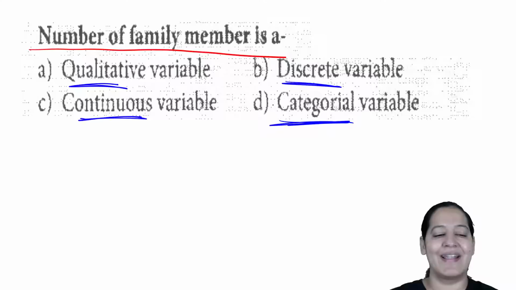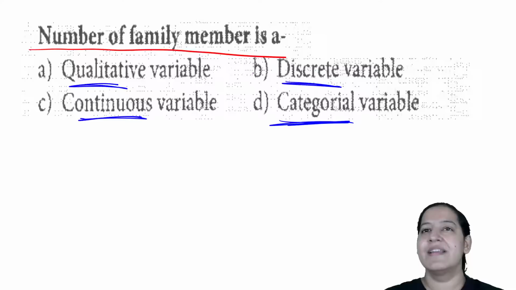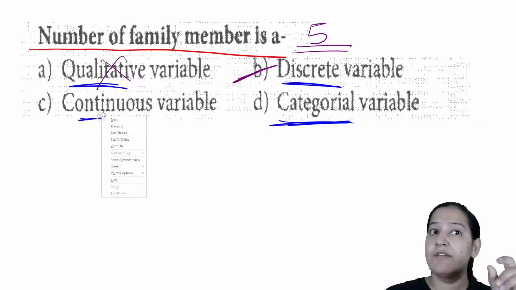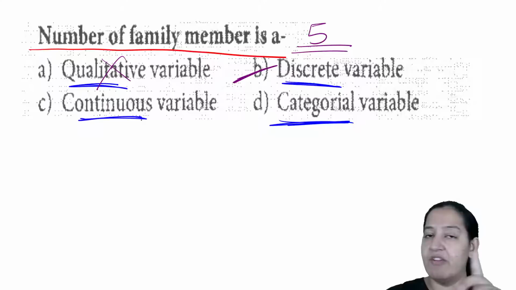So the correct answer here is B. Yes, Logesh, you are right. It is discrete. It is not qualitative. There will be some number. In my family, there are 5 members. So there is some number. It is not quality, that's why I'm disagreeing with this. It is not continuous. It will be a whole number. Whether 5, 6 or 7, it will not be a fraction. So it is not continuous.